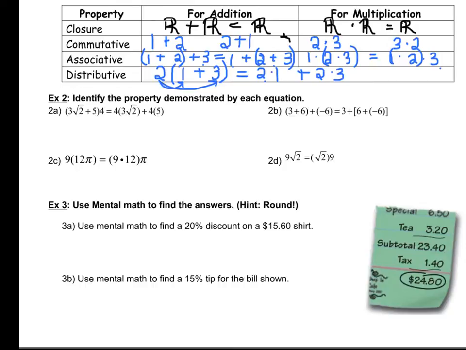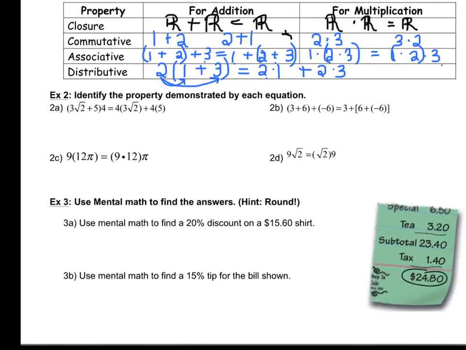We have 3 square root 2 plus 5 with a 4 multiplied on the outside. See that 4 sitting right there? That means it's multiplied. And it says it's equal to 4 times 3 square root 2 plus 4 times 5. So it looks like they just took the 4 and multiplied it by what was inside those parentheses. So that would be the distributive property.